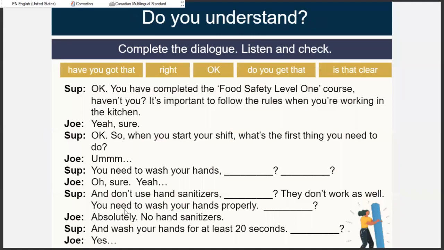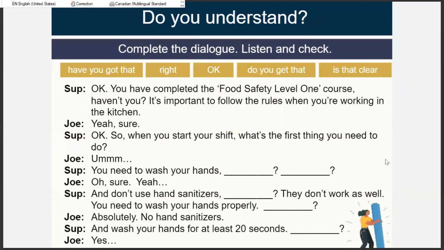All right, so now we're going to complete a dialogue based on what we're going to hear. It's going to be pretty much straightforward. You're just gonna pick a word that you hear and put it there. Let's get started.